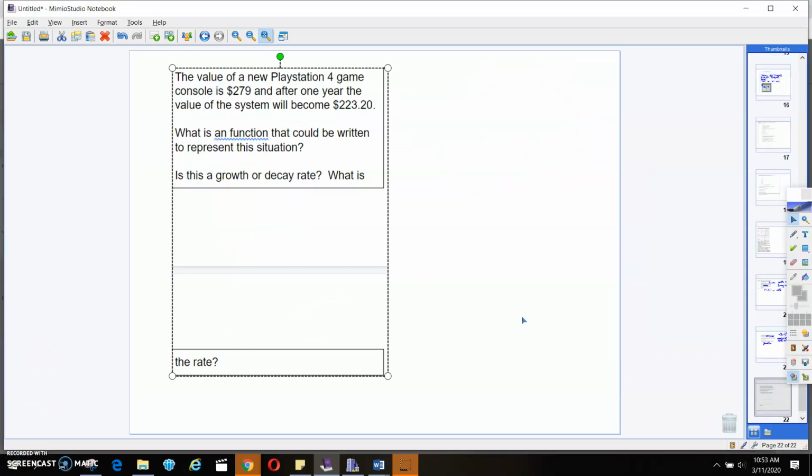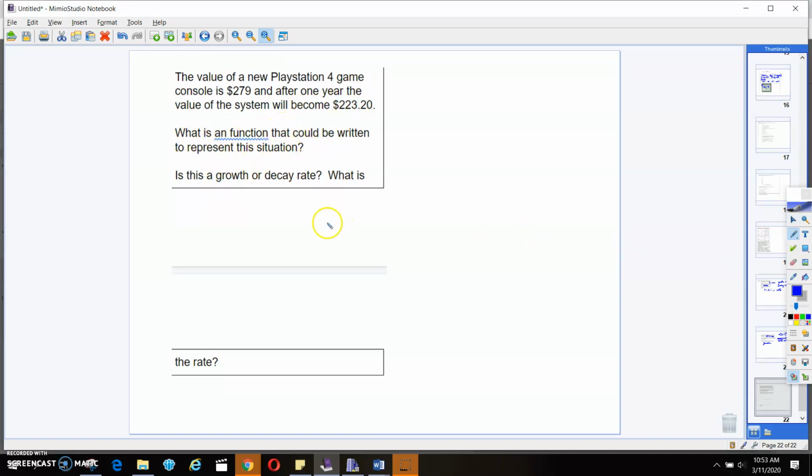Okay. So the value of a new PlayStation 4 game console is $279. And after 1 year, the value of the system will become $223.20. What is a function that could be written to represent this situation? Is it growth or decay? What is the rate? So first of all, what is this? Growth or decay? It's decay. Okay? Because it's going from 279 down to 223.